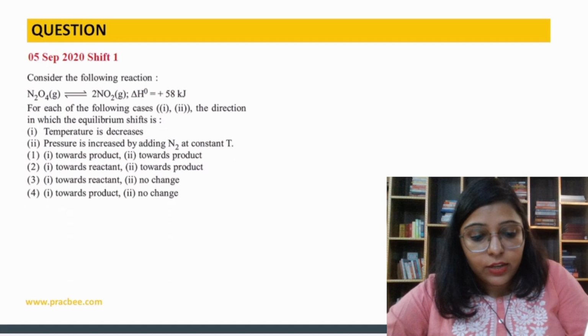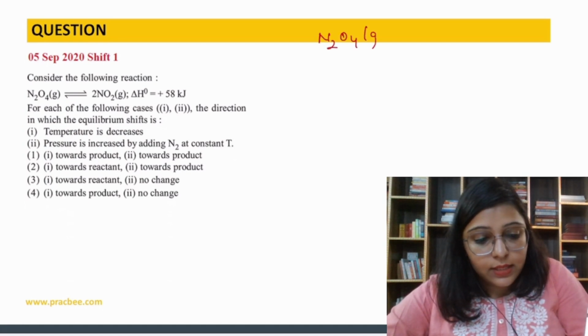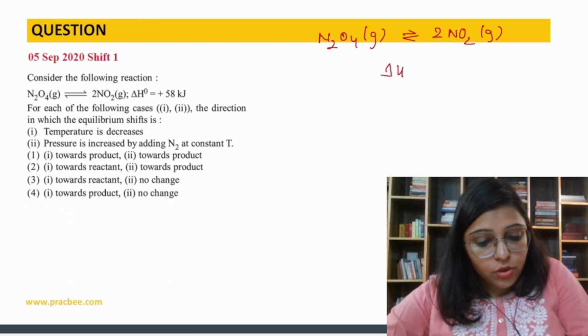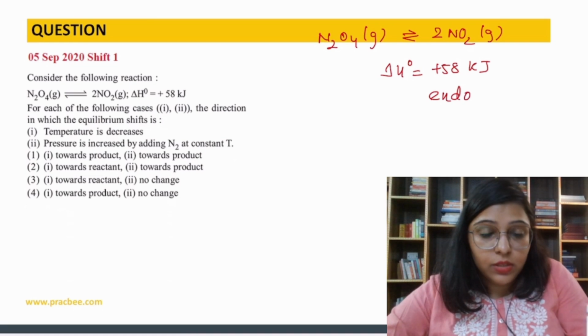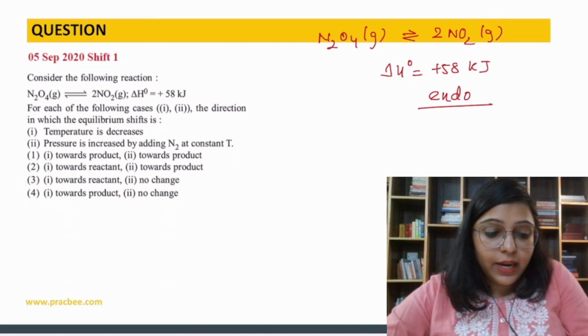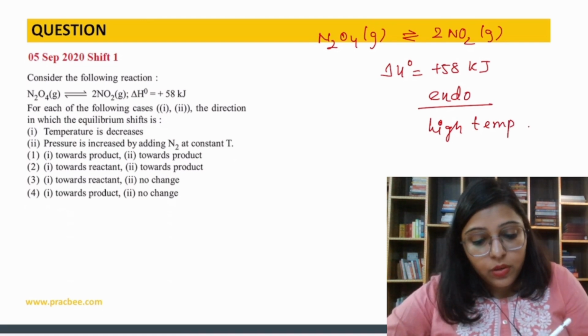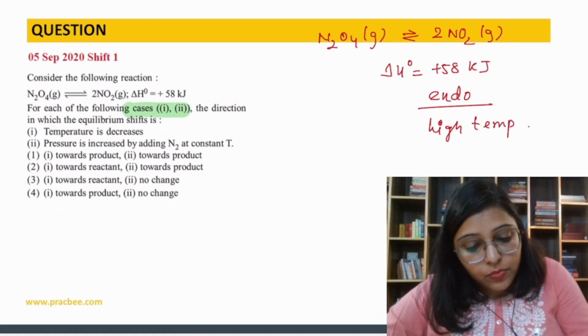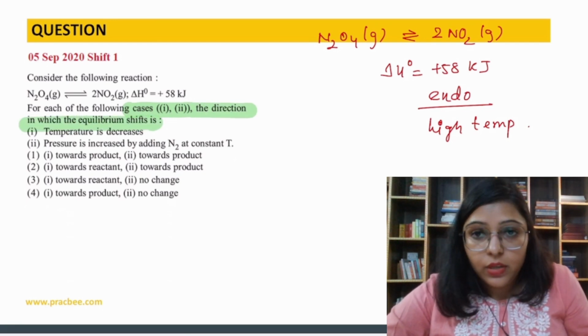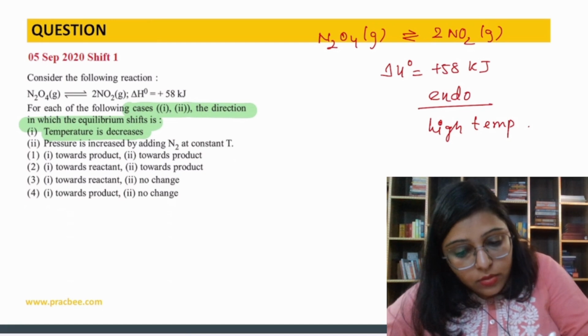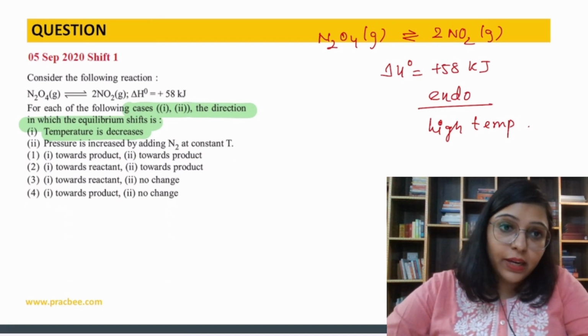Consider the following reaction: N2O4 gas is in equilibrium with 2NO2 gas. Delta H naught is plus 58 kilojoule. It means it's an endothermic process and it is favorable at high temperature. So, okay. The question says, for which of the following cases 1 and 2 is the direction in which equilibrium shifts given? So if you decrease the temperature, here the reaction is favorable at high temperature.